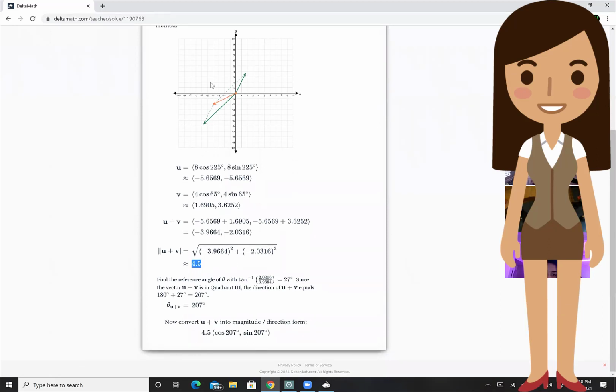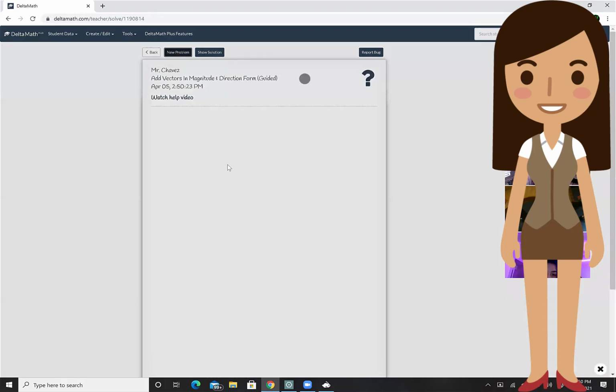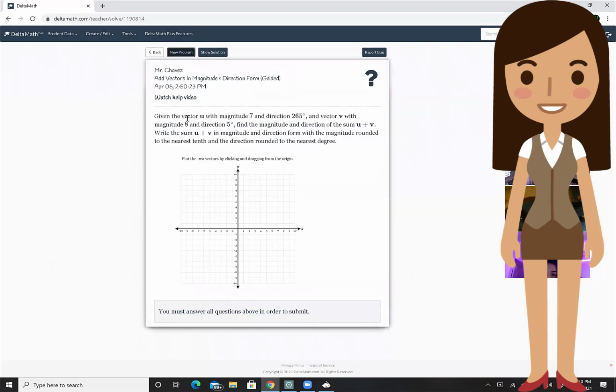Do you guys want me to do one more of these? Yeah, okay, I'll do one more. So let me do one more. New problem. So check it out. Here we go. Vector U, magnitude 7, direction 265. So that's quadrant 3, guys. So start at the origin, and then go to quadrant 3. Magnitude 7, so there it is. I'm at 7, and then go to 265.